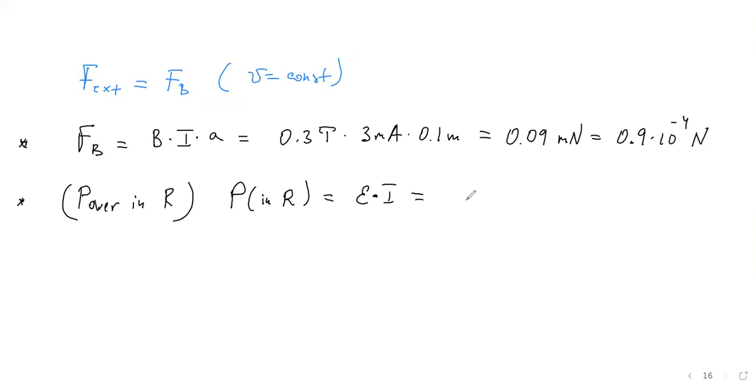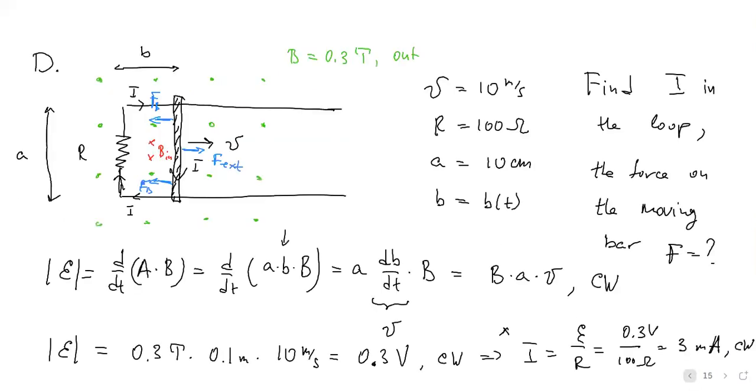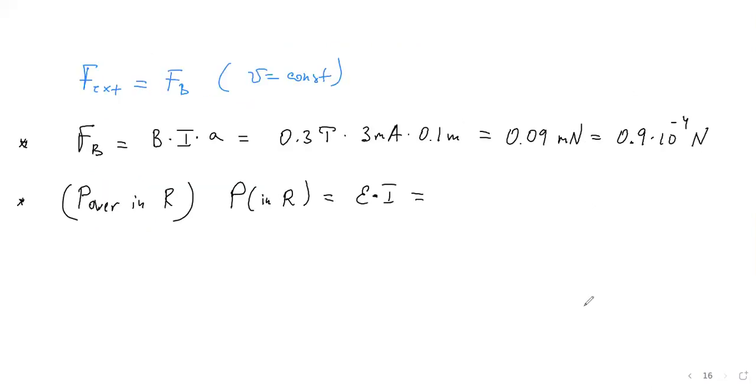The current is 3 milliampere and the voltage was 0.3 volt, yeah? How much power is consumed by the resistor? 0.9 milliwatt. Is it? So it's close to 1 milliwatt.